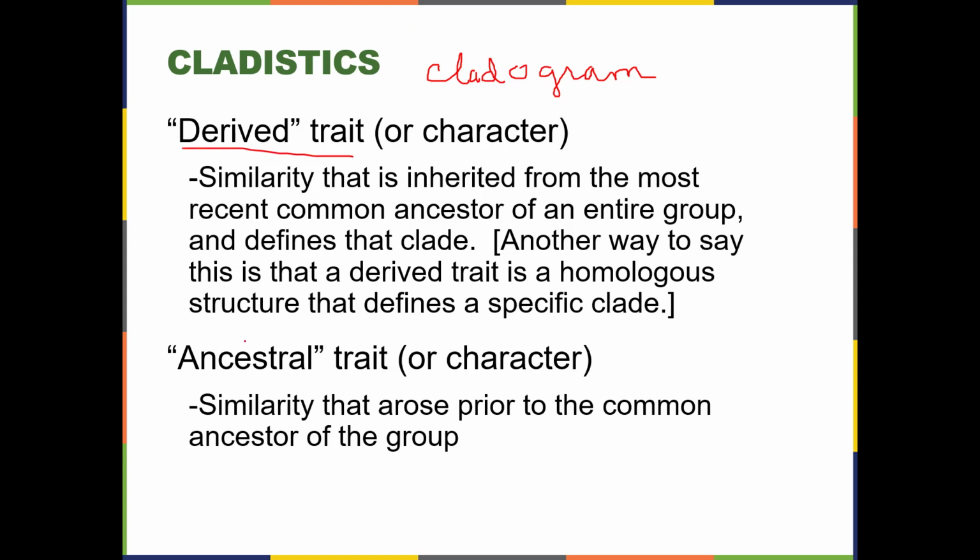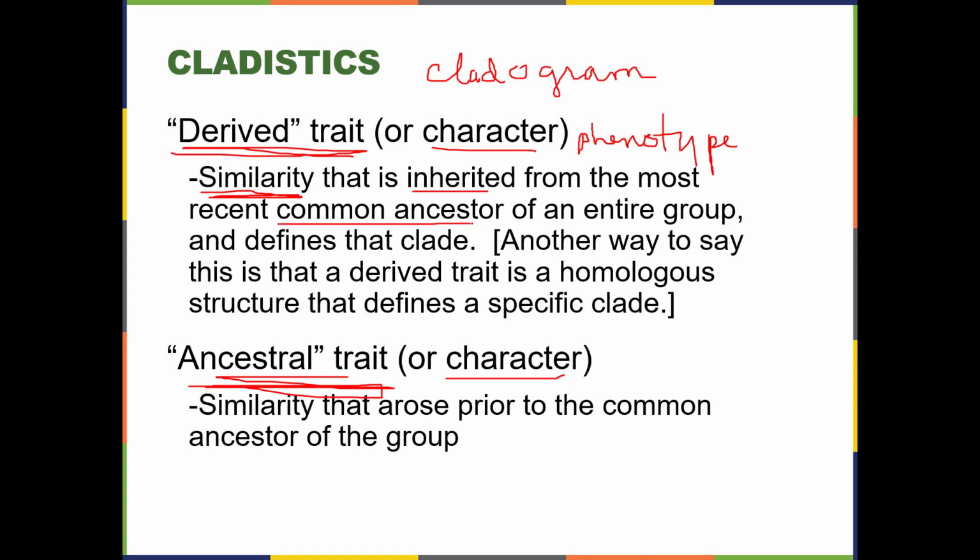So we have these terms, a derived trait and an ancestral trait. A derived trait, and these are physical things, sometimes called characters, but it's a phenotype. Something that can be observed. A derived trait is something that different groups have in common. So it's a similarity or a trait that groups have in common, and they have it in common because they both inherited it from a recent common ancestor. So like group A and group B both might have a trait in common because the ancestor that they share had that trait, and they both inherited it from that common ancestor.